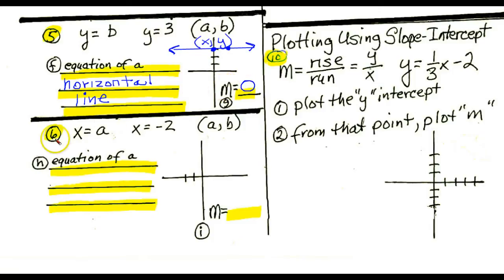All right, looking at example 6, another modified formula from standard form. There is no y here. It's just x equals a. And again, we say the a would be our x value. X equals, let's say, -2. And what did we say this is the general formula of? It's an equation of a vertical line.